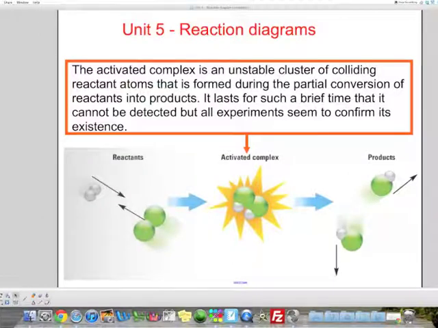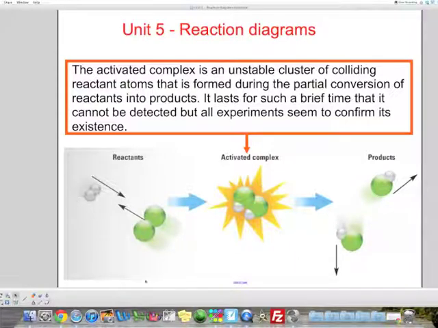Well, hello there. This lesson is going to be about Unit 5, which talks about reaction diagrams. So this is going to be pretty well all theory. I know you don't like that, but we have to go through the motions. So, reaction diagrams. First thing I want to talk about is the activated complex.